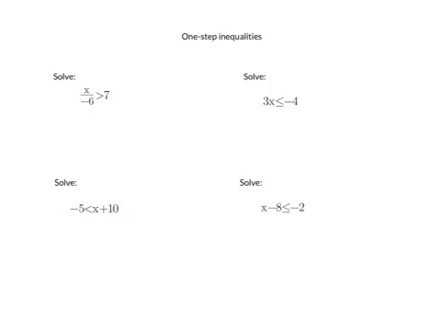In this video, we will talk about one-step inequalities. So one difference between solving an inequality and solving an equation is that when you multiply or divide by a negative number to get x by itself, then you flip the symbol. So if it is greater than, you flip it to less than. If it is less than, you flip it to greater than. So they would flip.